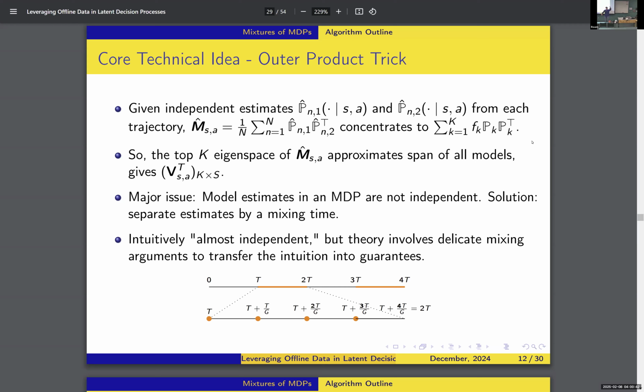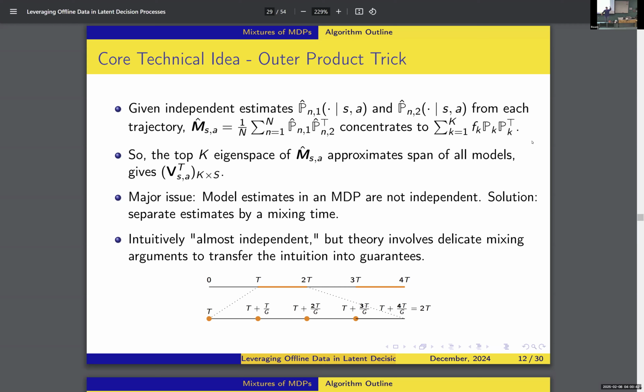Maybe can you explain in the previous figure what is the span? Span is the span of a bunch of vectors. If you have K, so this is the vector. This is an S-dimensional vector. They're like next state probabilities. So there's K of these vectors, and they will span a K-dimensional space. Just the span in terms of the linear algebraic span. Yes, the linear algebraic span of these vectors, very down to earth sort of stuff.